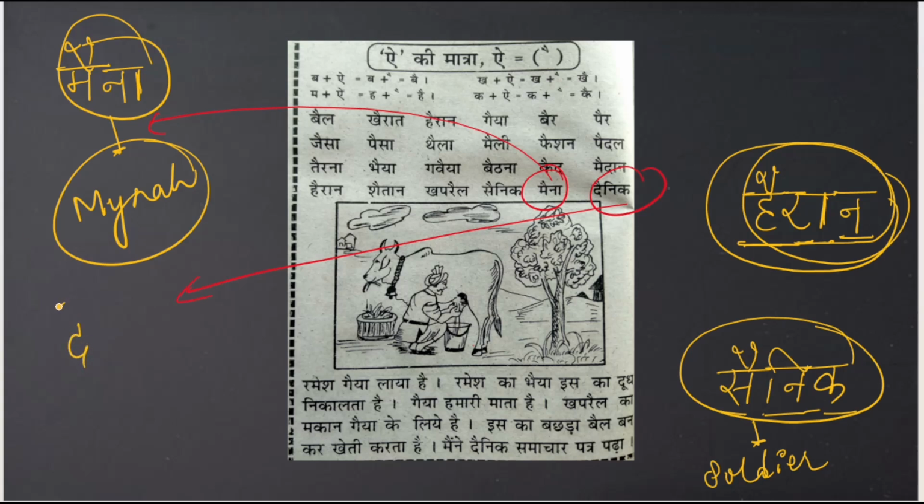This is da and this is mother of I and this is mother of choti e and this is letter na and this is ka. Now it became danik, which means day to day or daily.